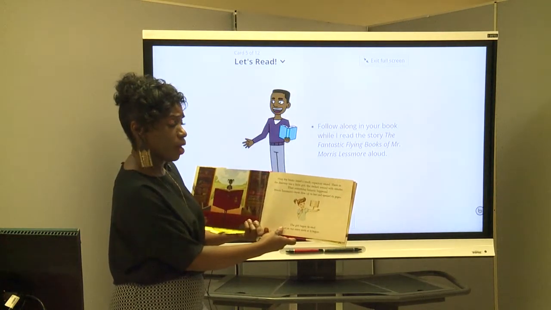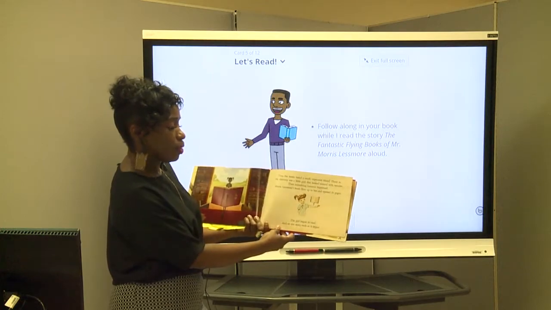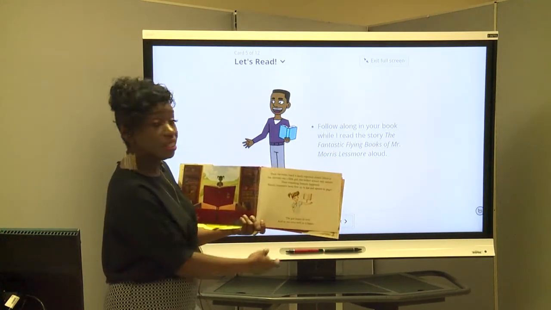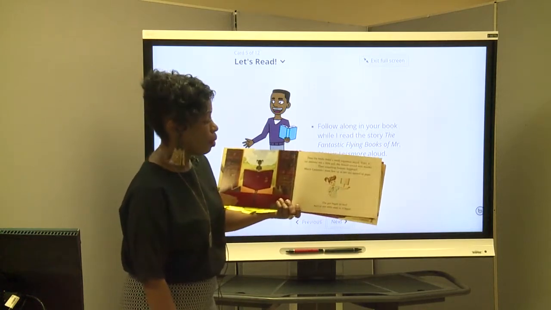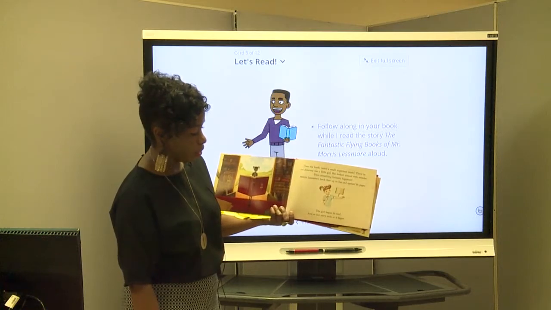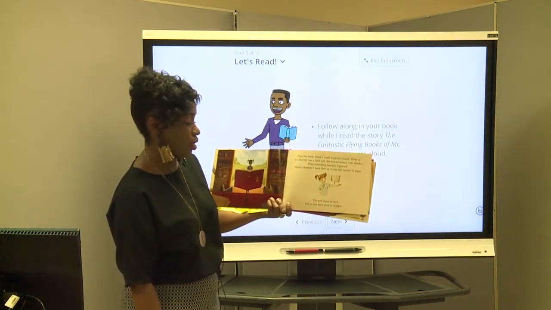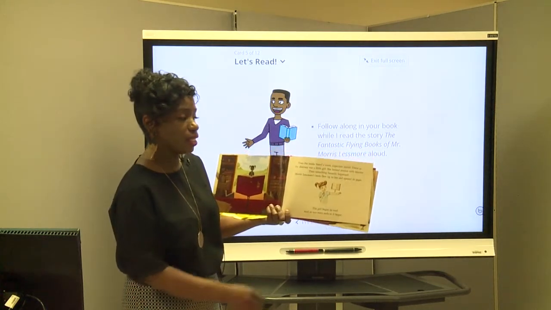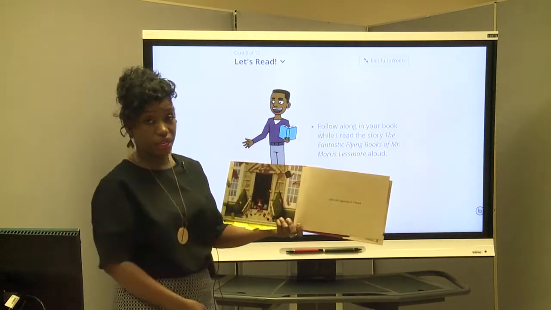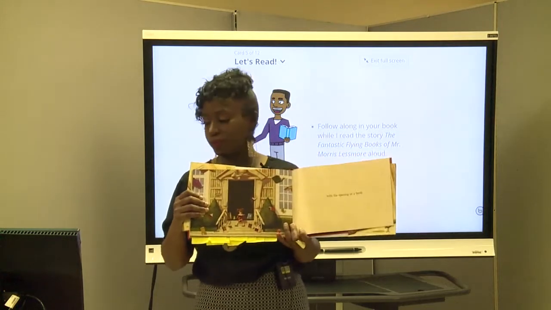Then the books heard a small expectant sound. There in the doorway was a little girl. She looked around with wonder. Then something fantastic happened. Morris Lesmore's book flew up to her and opened its pages. The girl began to read, and so our story ends as it began, with the opening of a book.